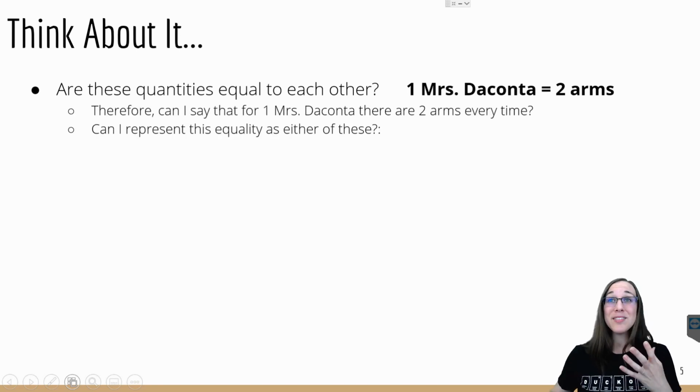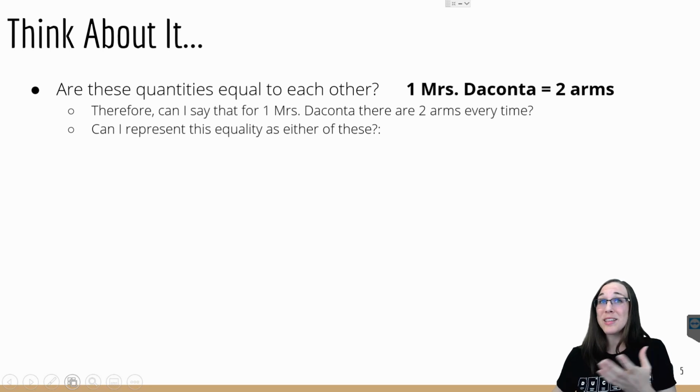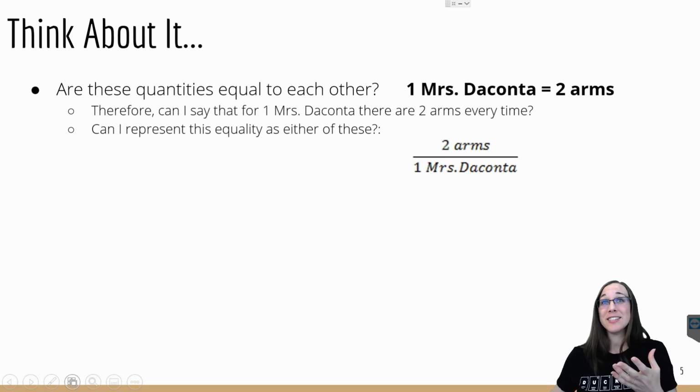So because of this fact, I could say that I can represent this equality or these quantities as such. I could say that 2 arms are equivalent to 1 Mrs.